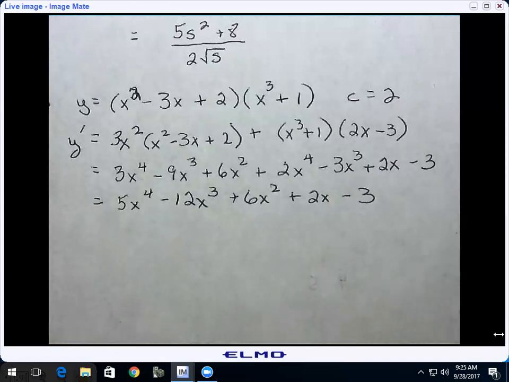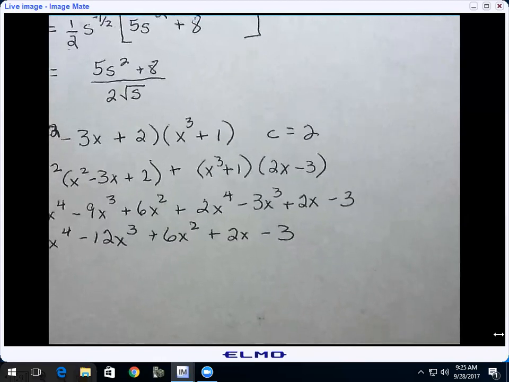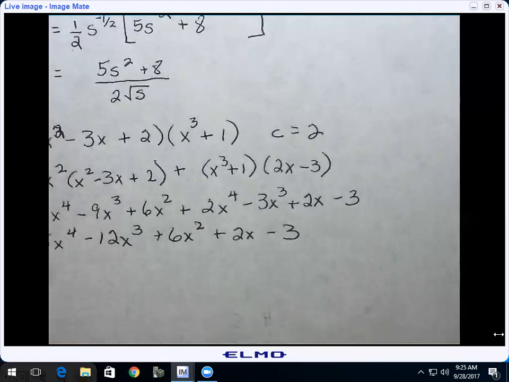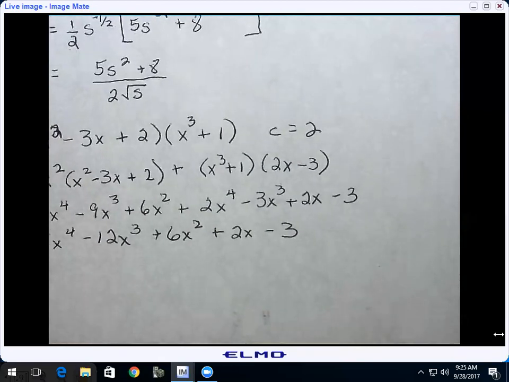Oh, well, actually, it's not done because it said find the derivative, and then it said find f prime of c. I don't even want to spend class time plugging 2 into that. You realize there's a b part, and the b part would just be put 2 into it. All right?